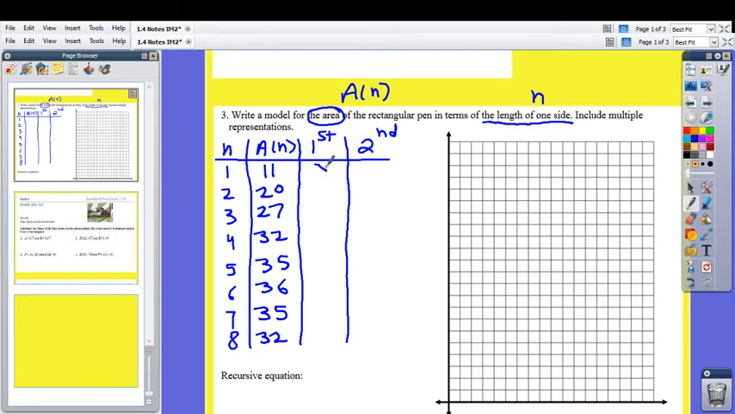Now, if this is the first difference, I'll do 20 take away 11, and I'll get 9. Then I do 27 take away 20, so get 7. So then 5, 3, 1, -1, -3. So I just subtracted. Then I'm finding the second difference, so I'll do 7 take away 9, and I get -2. Here I'll do 5 take away 7, I get -2. So I'll just start getting -2's.